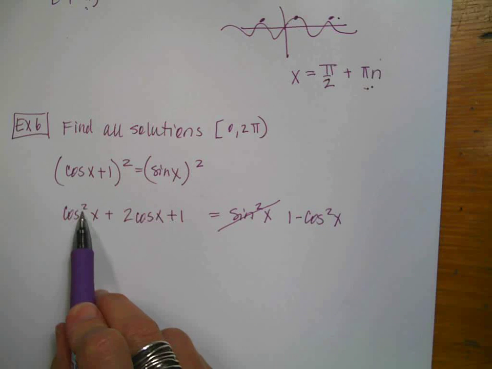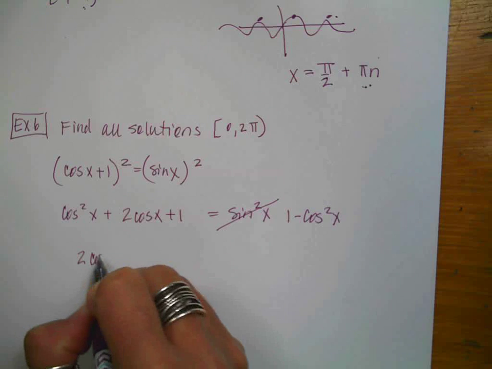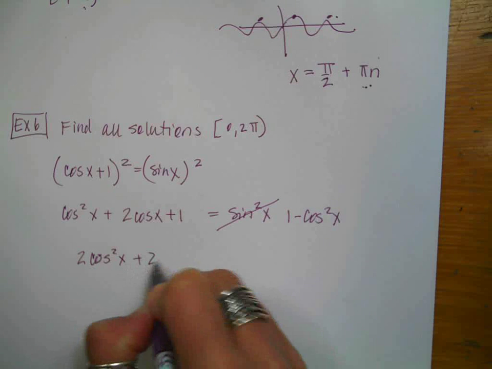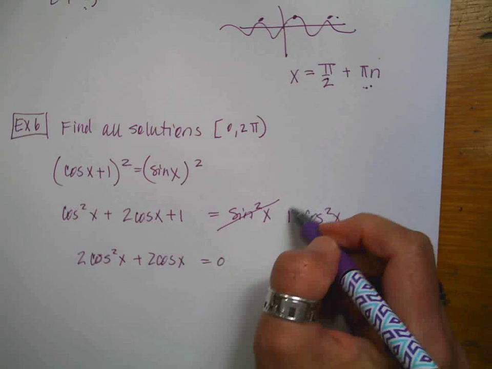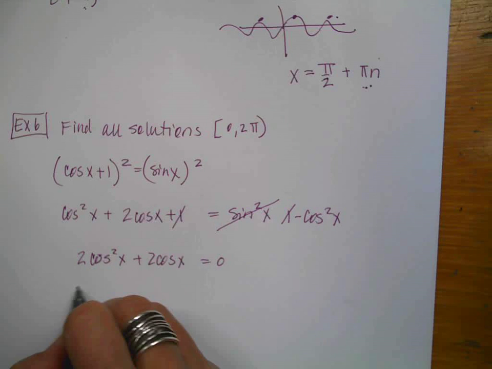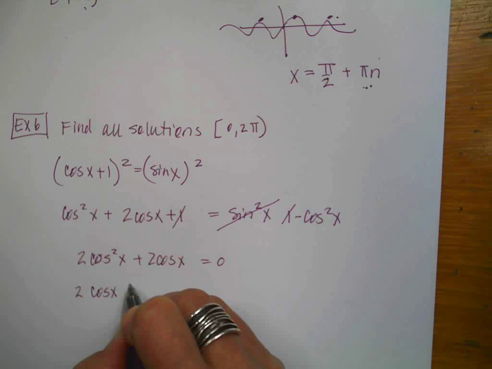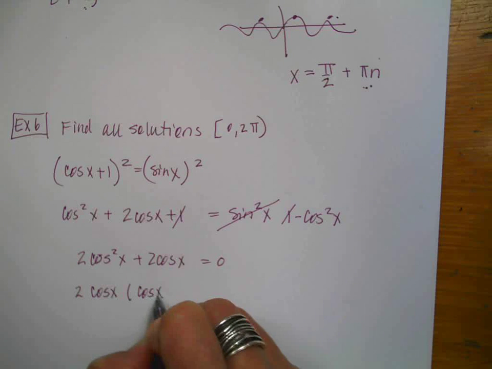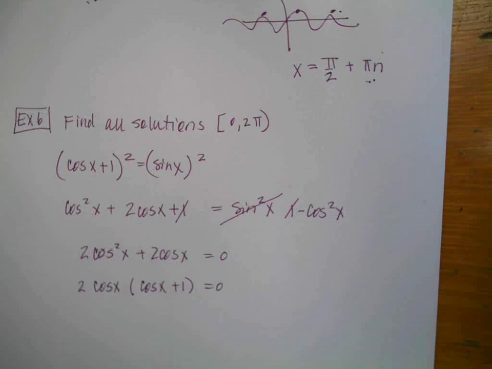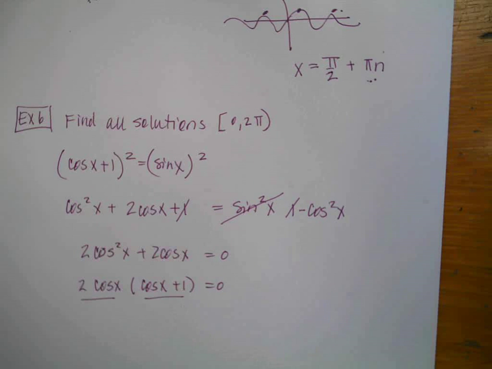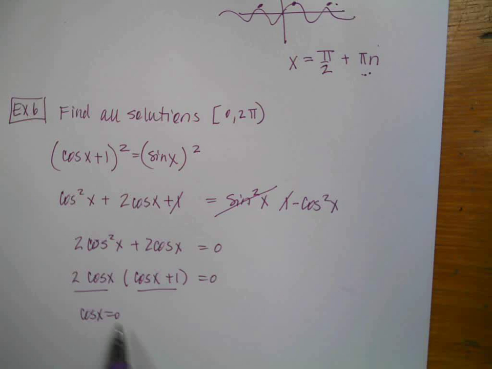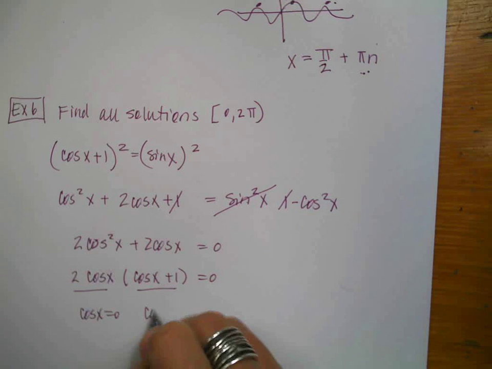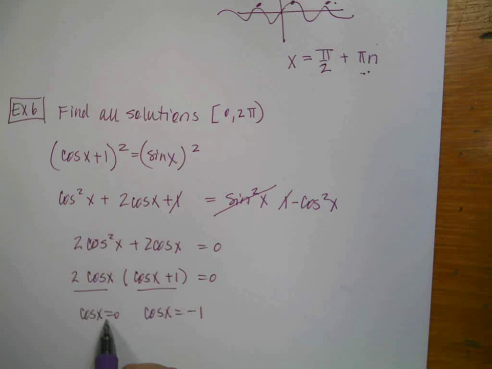I'm going to combine like terms because it's a quadratic, so everything needs to be on the same side. So I'm going to get 2 cosine squared x plus 2 cosine x equals 0 because the 1's cancel. Now I'm going to factor out a 2 cosine x, and I get cosine x plus 1 is 0. Now when I set my two baby equations equal to 0 and solve, I get the cosine of x is 0. 0 divided by 2 is 0. And then the cosine of x is a negative 1.